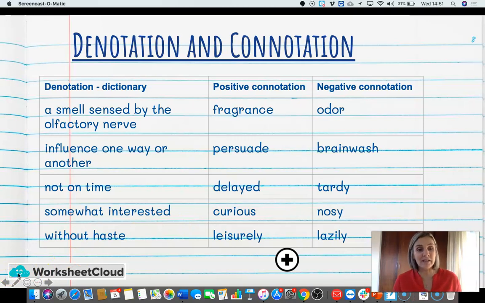And then the last one, without haste. In other words, if you're not in a hurry, you can either do something leisurely or lazily. And obviously that word lazy has the negative connotation. So yes, leisurely is the positive connotation and lazily is the negative.